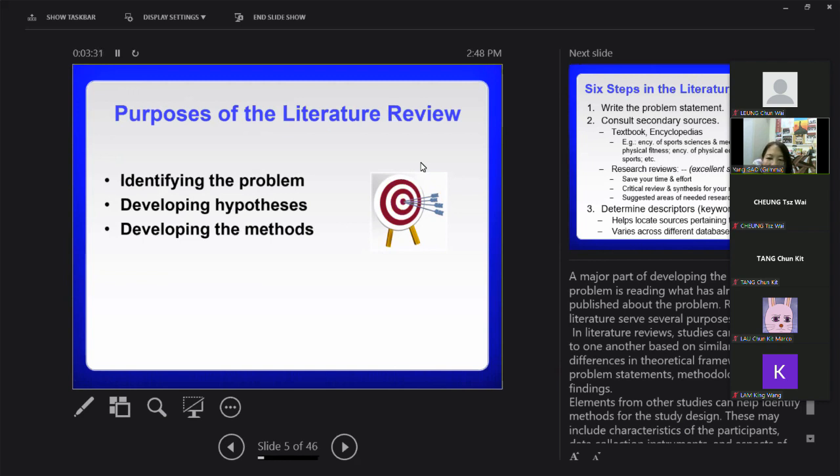The literature review usually helps to identify the research problem, as I mentioned. Furthermore, it can also help develop the research study, the research aims, as well as the research hypothesis. It also provides valuable information for you to develop the methodology part.